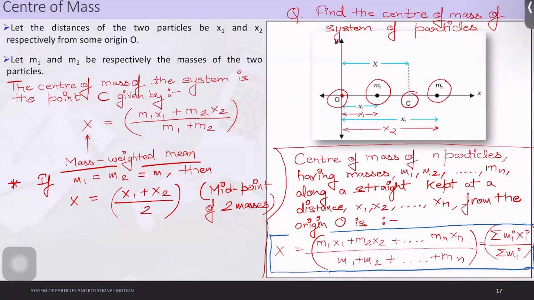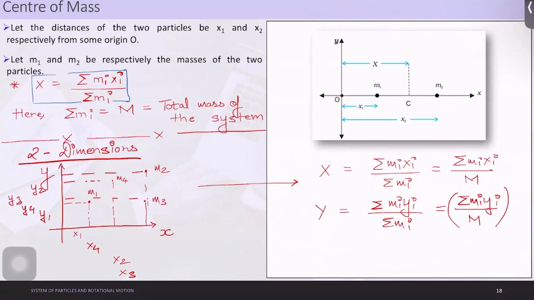So we finally found that the center of mass was equal to m1x1 plus m2x2 plus dot dot dot till mnxn upon m1 plus m2 plus dot dot dot till mn, which in summation form can be written as equal to summation mixi upon summation mi. Right. Moving on, we also understood that summation mi is nothing but equal to M.